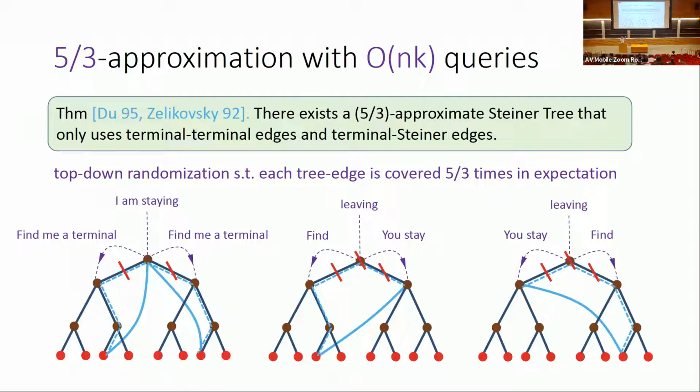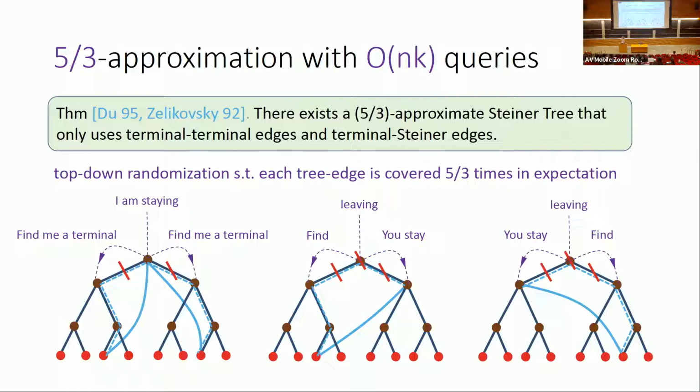When we want a 5/3 approximation, we only take nk queries. And if we want better than that, it takes n squared queries. So the algorithmic part actually follows from this nice structural theorem, which we proved from scratch ourselves, but later we got to know that it follows from a combination of two works, roughly 20 or 30 years ago, by Ding-Zhu Du and Zelikovsky.